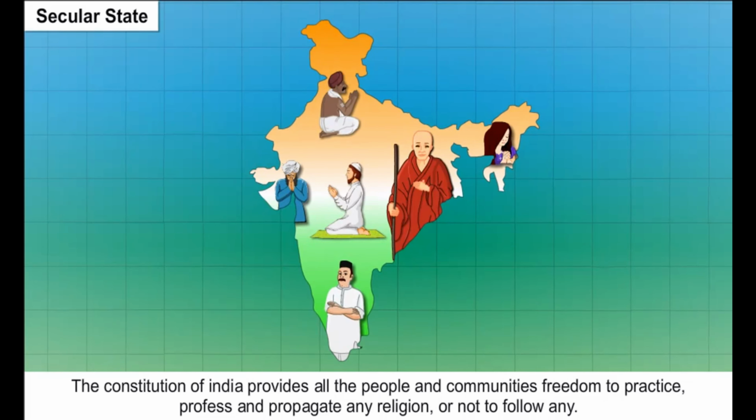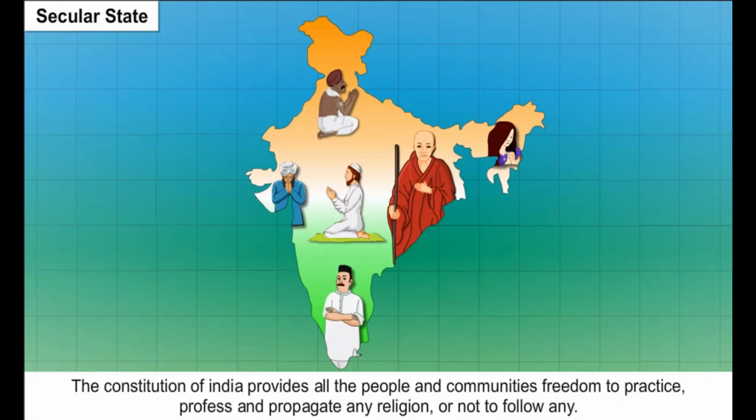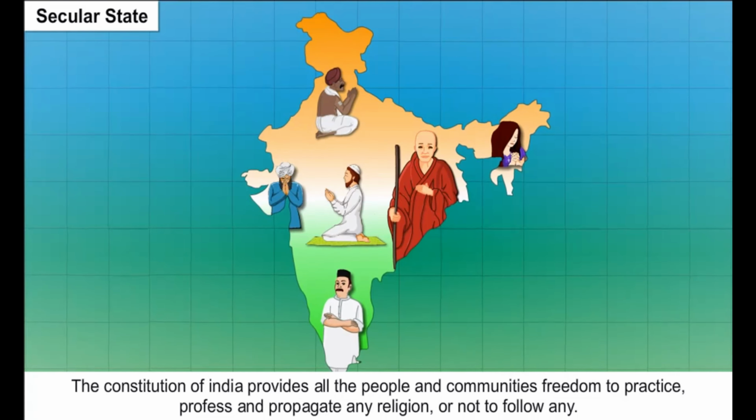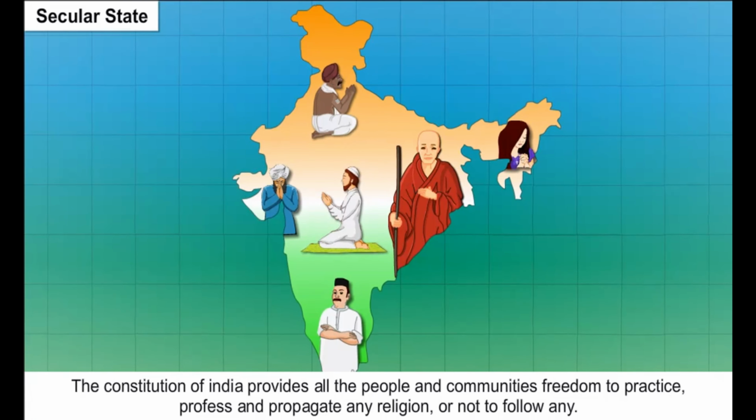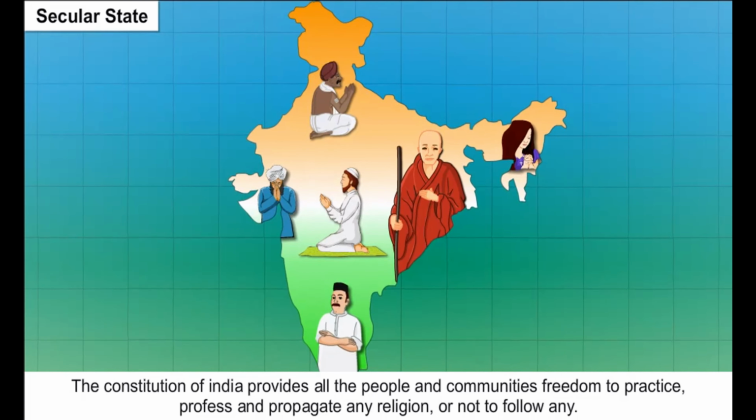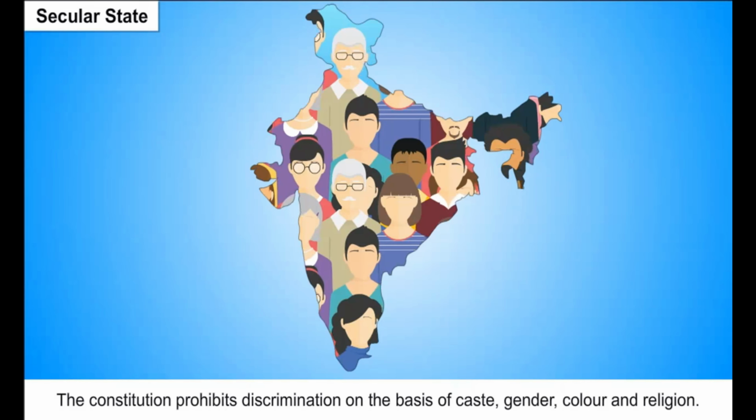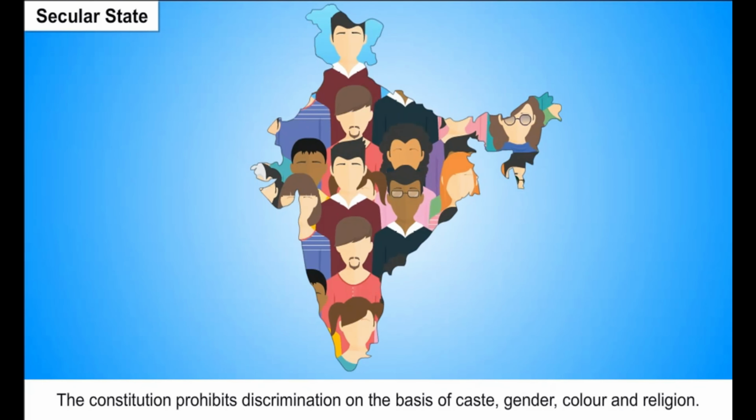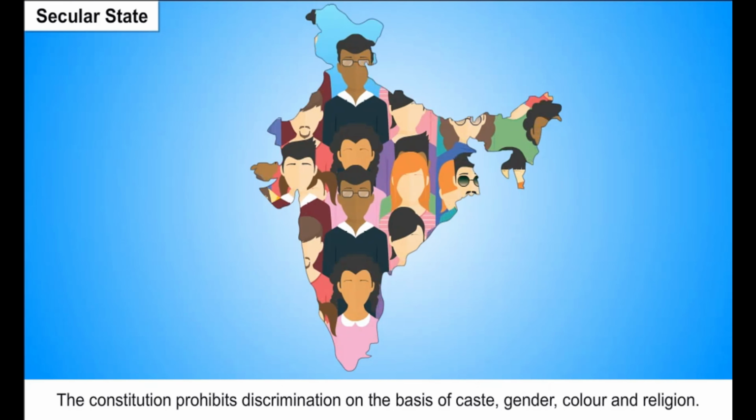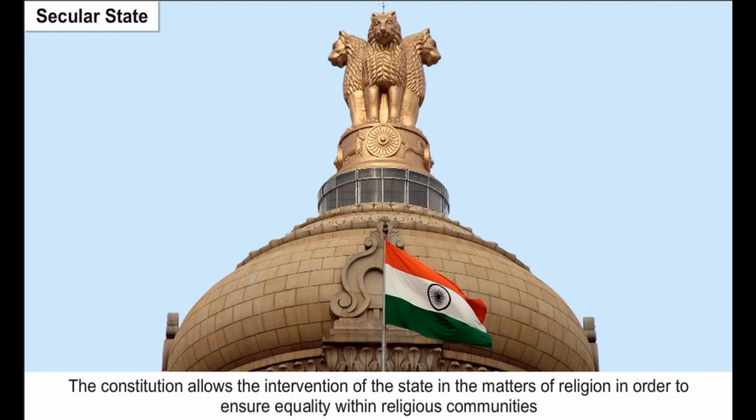The Constitution of India provides all the people and communities freedom to practice, profess, and propagate any religion, or not to follow any. The Constitution prohibits discrimination on the basis of caste, gender, color, and religion. The Constitution allows the intervention.